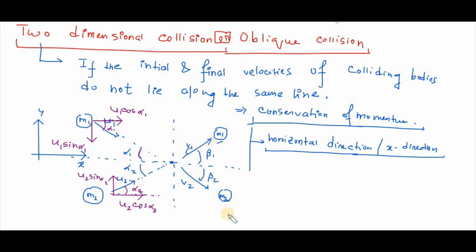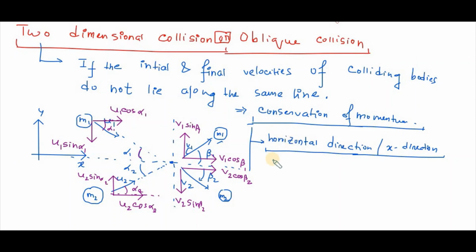Now similarly, this v1 can also be resolved into two components. Here this angle is beta 1, and similarly this v2 can also be resolved into two components. So the v1 components are the horizontal or x-directional component, v1 cos beta 1, and the vertical component, v1 sin beta 1. In case of v2, which is making an angle beta 2 with the horizontal, the horizontal component of velocity becomes v2 cos beta 2, and the vertical component, which is downward, becomes v2 sin beta 2.